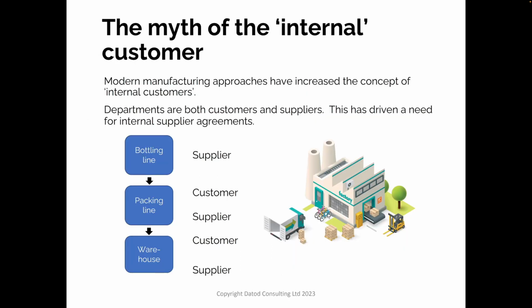Now, over the years, there's this concept of an internal customer within factories. Very often you see departments that are considered to be both customers and suppliers. So, for example, the bottling line is a supplier to the packing line, which is then a supplier to the warehouse. Over the years, there's this concept that's built up within modern plants of an almost internal market within organizations and factories, where downstream of your unit there is another customer, and they supply another customer in turn.